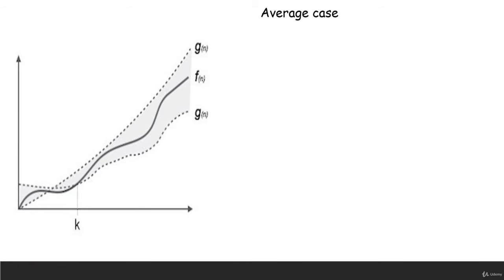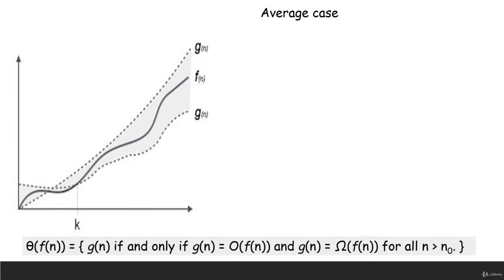Now let's have a look at the average case. In average case, this is the graph and this is the condition. The average case arises when the algorithm is neither performing quickly nor performing slowly. At that time the average case is taken in consideration, meaning the algorithm is giving average performance.